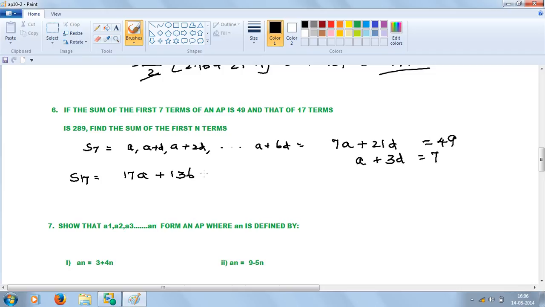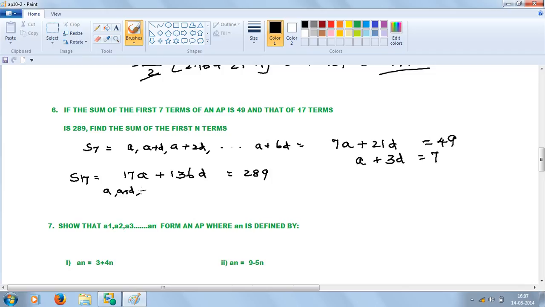136 D's are there, and the sum is equal to 289. So how do you get this 136D? 1 plus 2 plus 3 like that, the last term is 16. How you get that, I'll try to work it out.